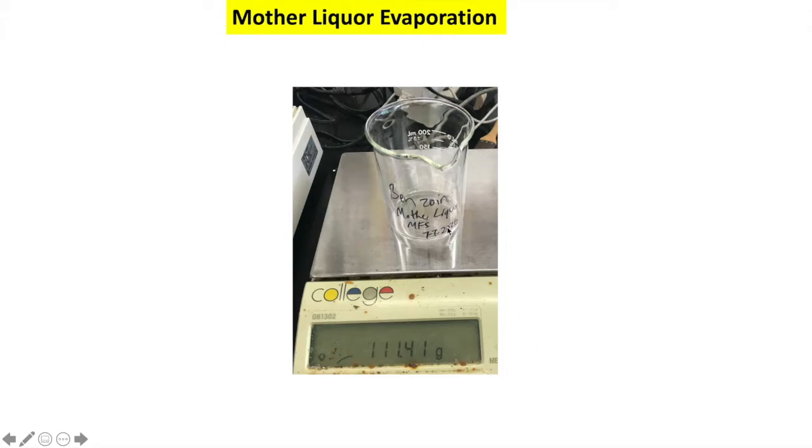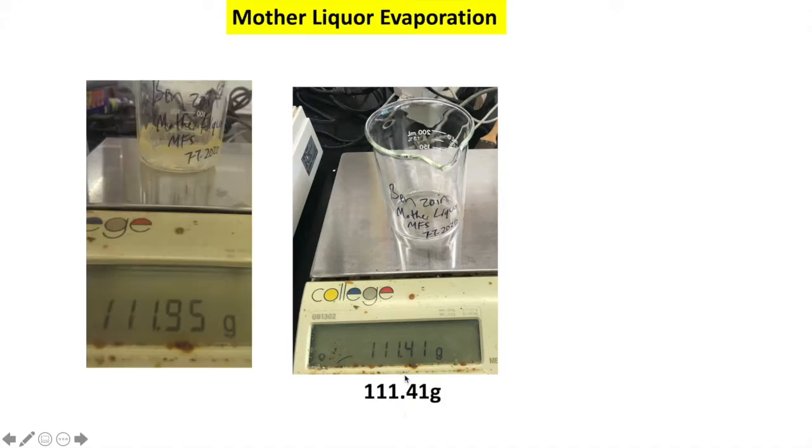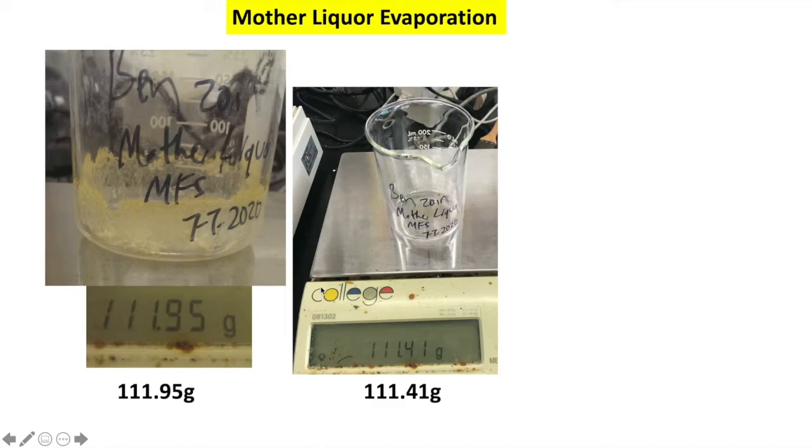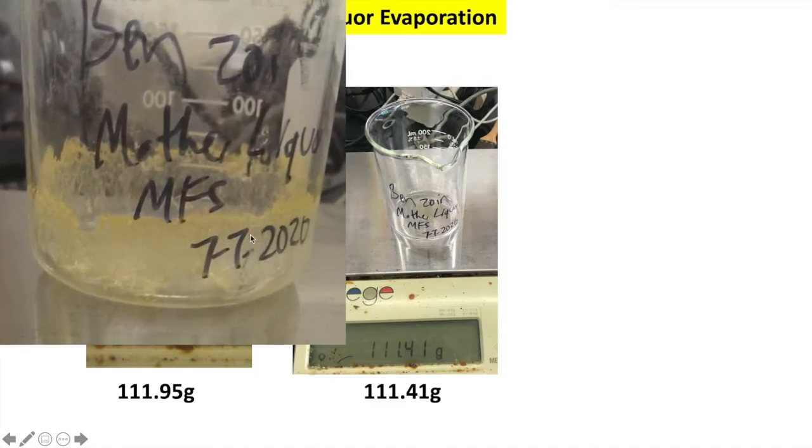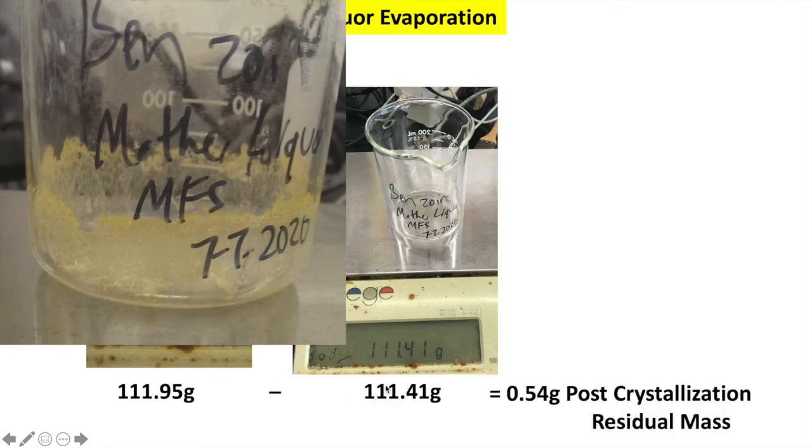So here's our beaker that I poured the mother liquor from the benzoin crystals into. It weighed this much empty, and then I filled this up, as you saw in the video, with the mother liquor, and I let it sit for a few days, and it evaporated and left behind this solid. It gave a mass of that. Here's a closer look. There's definitely some solid in there when the mother liquor evaporated. When I subtract the two, I see a post-crystallization residual mass of about 0.5 gram.